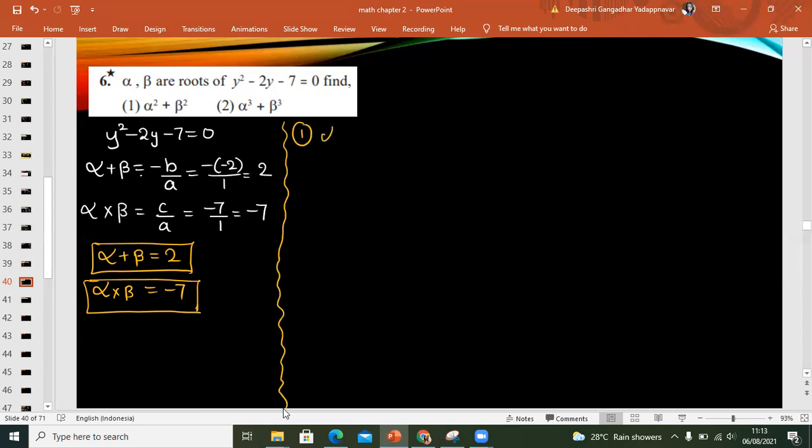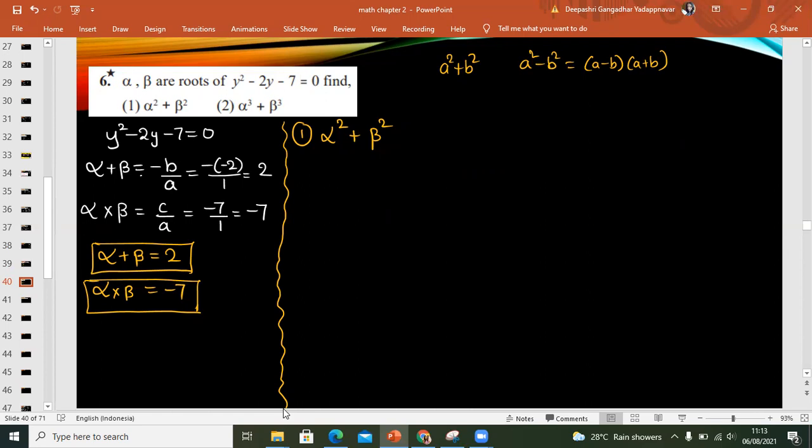Question 1 says we have to find out alpha square plus beta square. So what we have to do here, we can use a formula, or we can just write this in another way. We don't have any formula for a square plus b square. We have formula for a square minus b square, which can be written as a minus b and a plus b, but we don't have a square plus b square. How can we write this?